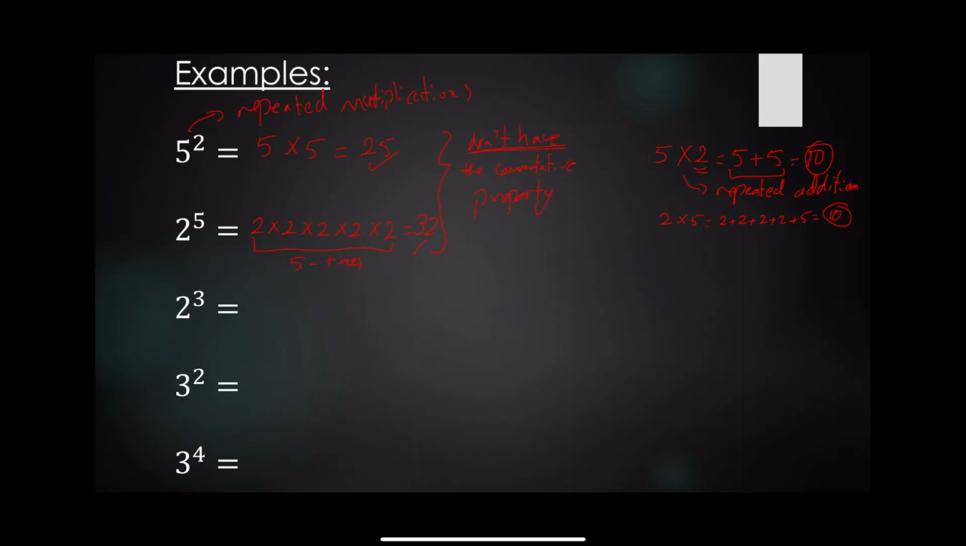What about 2 to the power 3? It means we multiply 2 by itself 3 times, and the answer is not 6. It's not 2 times 3, it's 2 by itself 3 times, and the answer is 8. Again, 3 to the power 2 is 3 times itself 2 times, and the answer is 9. What about 3 to the power 4? It means we multiply 3 by itself 4 times, and the answer is 81.